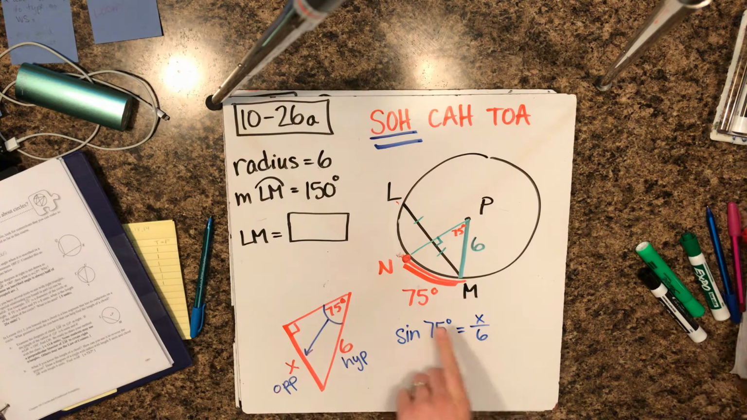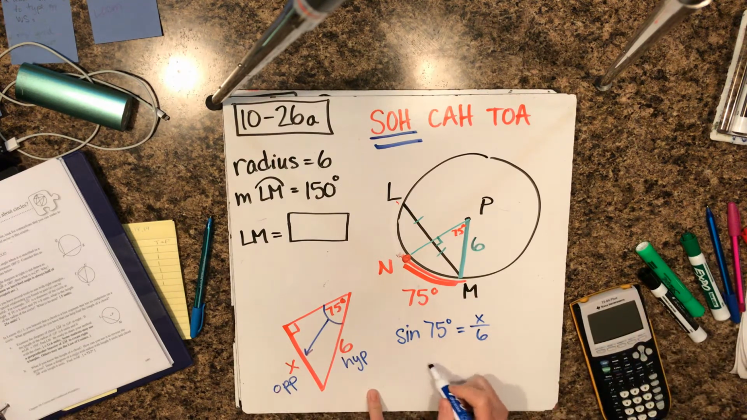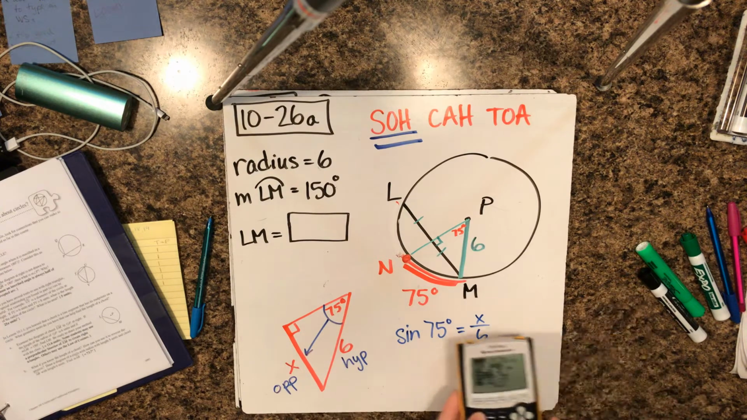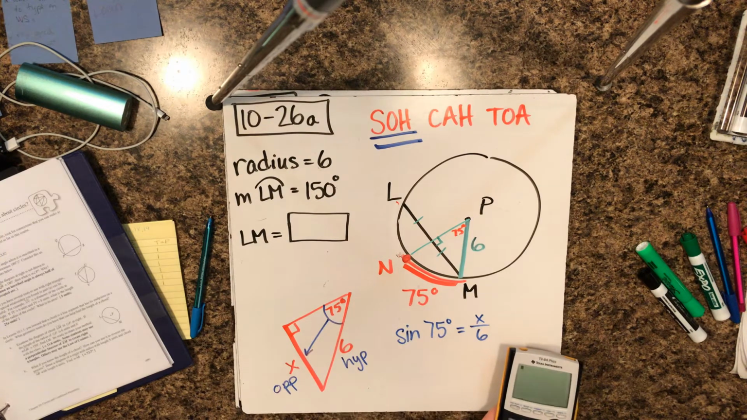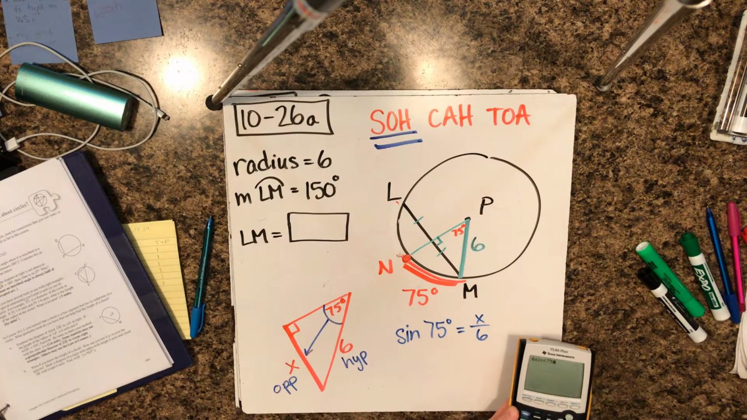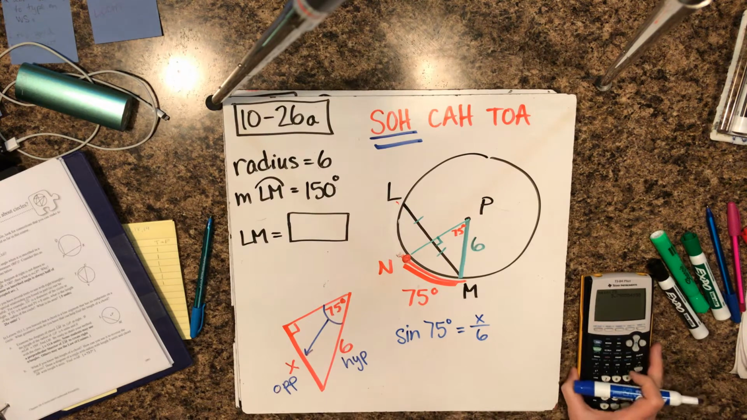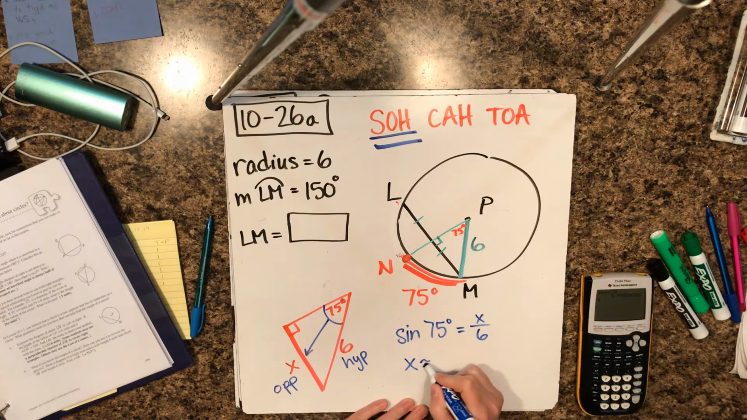Some of you like to cross multiply if you put this over 1, and that's fine. Some of you guys just like to multiply. It's been a while, so we're going to make sure that our calculator is in degree mode. I'm going to type in 6 times the sine of 75, and I am getting that x is approximately 5.795. So 795 is going to round to 80.